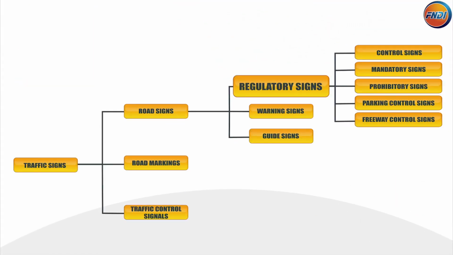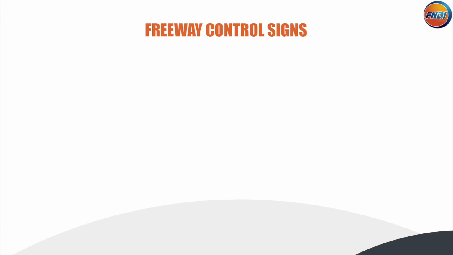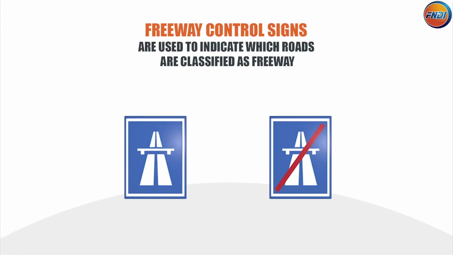Now you will learn about the fifth and last type of regulatory sign, that is, freeway control signs. Freeway control signs are used to indicate which roads are classified as freeway.